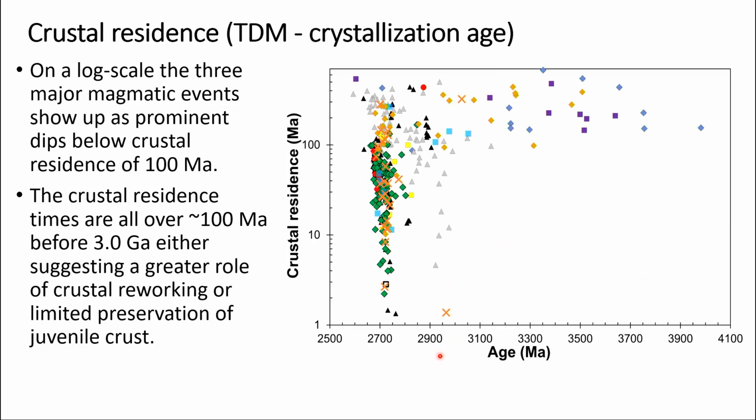And this is just another way to show that plot in log form, which highlights these three episodes of juvenile or semi-juvenile crustal growth at 2.75 to 2.7, 2.85 to 2.8, though 2.85 is mostly reworking, and then 3.0 to 2.9. So these are where juvenile crust is being created in the Superior Province. And before that, we don't really have much true juvenile crust.